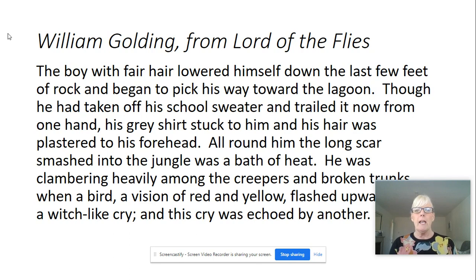The boy with fair hair lowered himself down the last few feet of rock and began to pick his way towards the lagoon. Though he had taken off his school sweater and trailed it now from one hand, his grey shirt stuck to him and his hair was plastered to his forehead. All round him, the long scar smashed into the jungle was a bath of heat. He was clambering heavily among the creepers and broken trunks when a bird, a vision of red and yellow, flashed upward with a witch-like cry, and this cry was echoed by another.